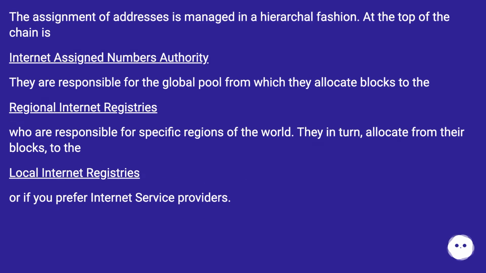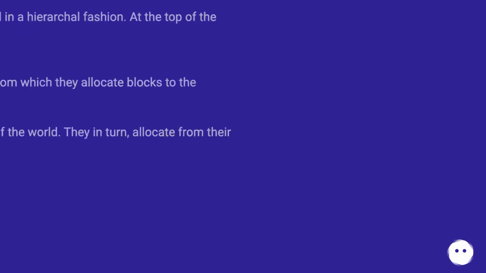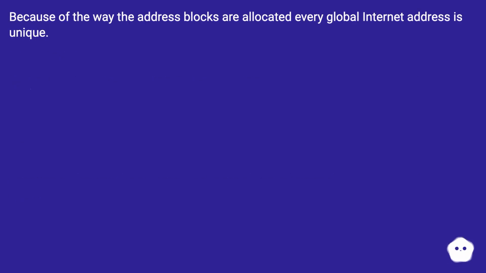The assignment of addresses is managed in a hierarchical fashion. At the top of the chain is the Internet Assigned Numbers Authority. They are responsible for the global pool from which they allocate blocks to the regional Internet registries, who are responsible for specific regions of the world. They in turn allocate from their blocks to the local Internet registries, or if you prefer, Internet service providers. Because of the way the address blocks are allocated, every global Internet address is unique.